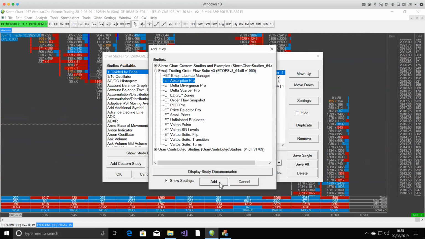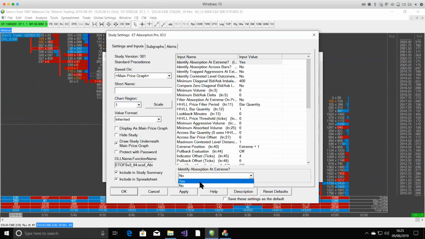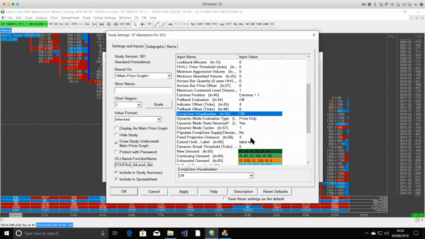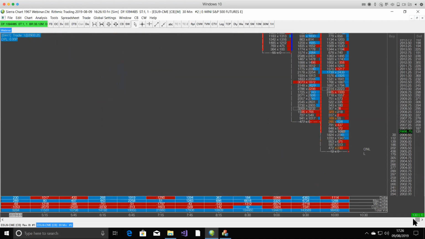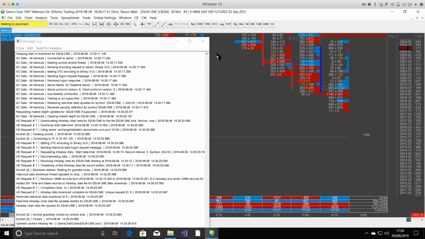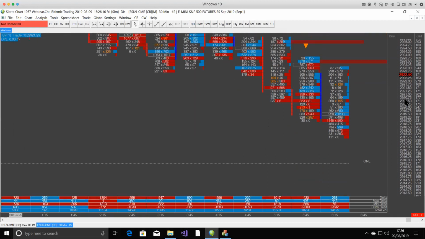So we'll add Absorption Pro. We'll identify absorption as extreme. Let's start by saying extreme +1. And I'm just going to do fixed projection for now. And we'll do this across 3 bars. Let's see what turns up. Probably not much is going to turn up. My data feed just disconnected. Let's leave it off for now.